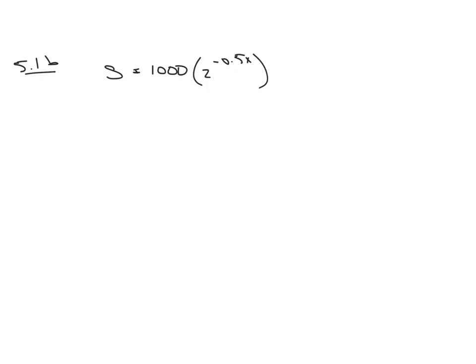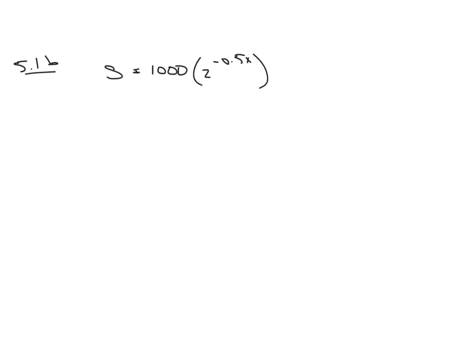So, for example, what is the level of sales, A, when the advertising campaign ends? So how much time has gone by? 0 here. So we're going to put a 0 in there. So that means negative 0.5 times 0 is 0, and 2 to the 0 power, any number to the 0 power is 1, so $1,000. Okay? So S is just $1,000 because this all cancels out to be 1.